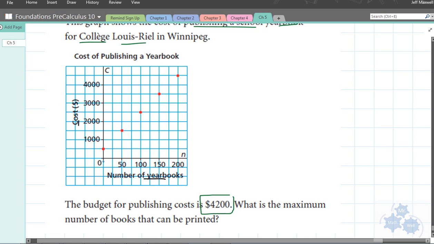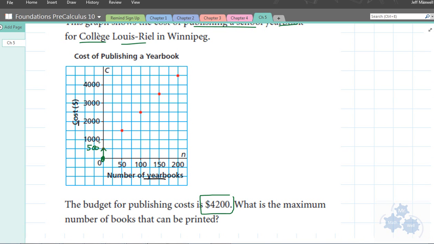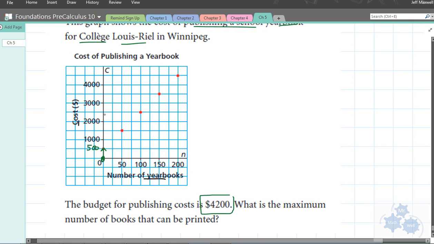If you order 0 yearbooks through this company, what's the flat rate that you have to spend? There's a base rate that you have to spend in order to get them to work for you. And what is that? It's $500. So if you contract this company, they have a flat rate of $500 no matter how many you order. If you order 50, it costs $1,500. So 50 yearbooks cost $1,500, and so on.